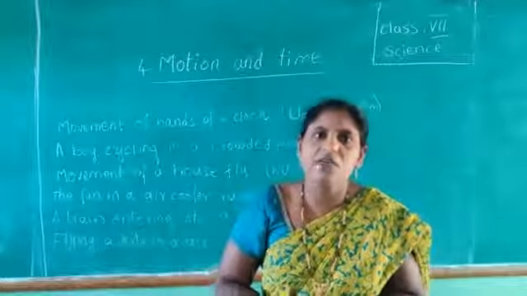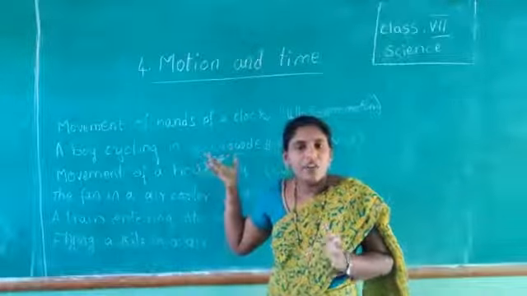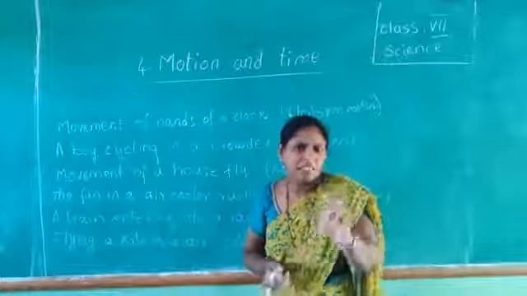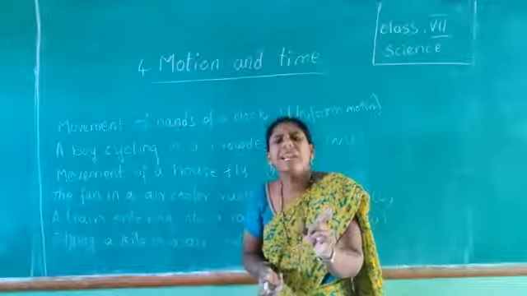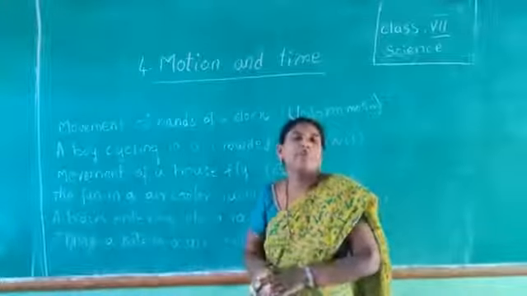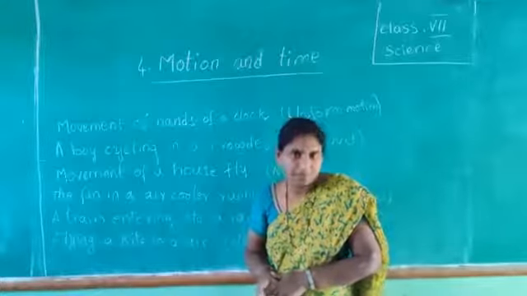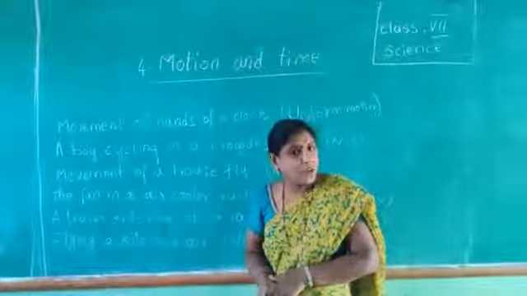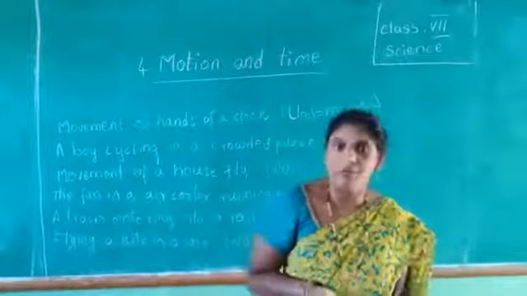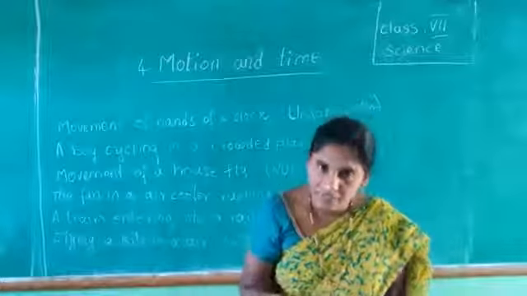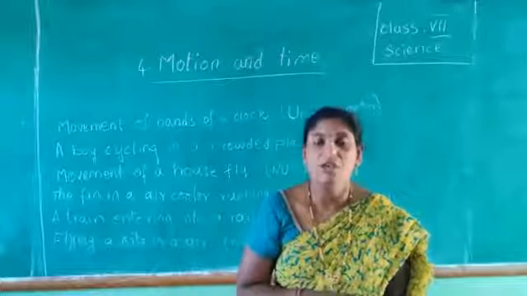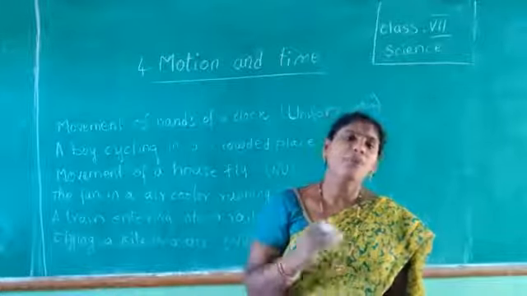Is it clear, children? Did you understand what is uniform motion, and when you say that the body is in non-uniform motion? Only one simple difference. Uniform motion means if a body covers equal distances in equal intervals of time, then the body is said to be in uniform motion. When a body covers unequal distances in equal intervals of time, or equal distances in unequal intervals of time, then that body is in non-uniform motion.